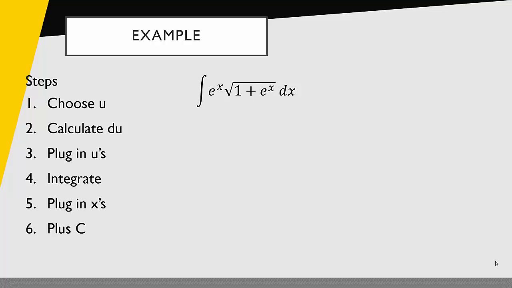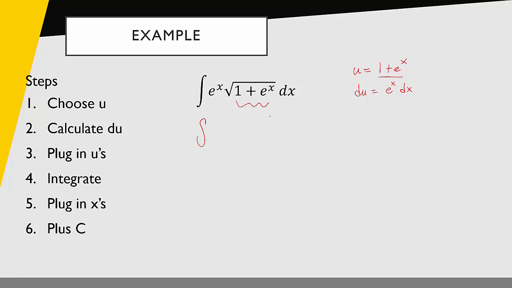All right, now that you've worked through it, let's see if your answers match my answers. All right, step one is to choose u. In this case, I'm going to let u equal 1 plus e to the x. I'm then going to calculate my differential. The derivative of 1 plus e to the x is e to the x, so the differential is e to the x dx. I'm going to plug these values into my integral.